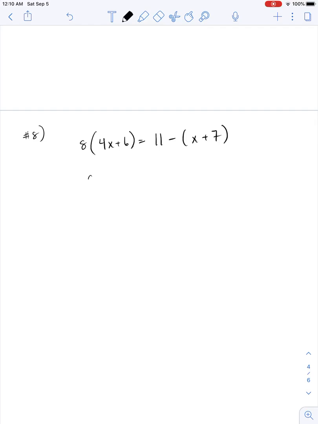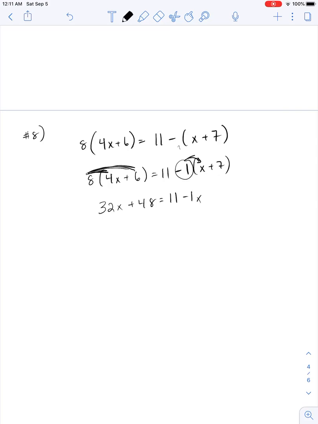So I'm going to rewrite this a little bit, because what I noticed is that I don't see a number here. So I really want to show that that's a 1, and because of that minus sign, that makes it a negative 1. So let's distribute. 8 times 4 is 32x. Then 8 times 6 gives us 48. We bring down the 11, and now this negative 1 we have to multiply. So that's a negative 1x. This negative 1 we multiply with the 7, that gives us a minus 7.